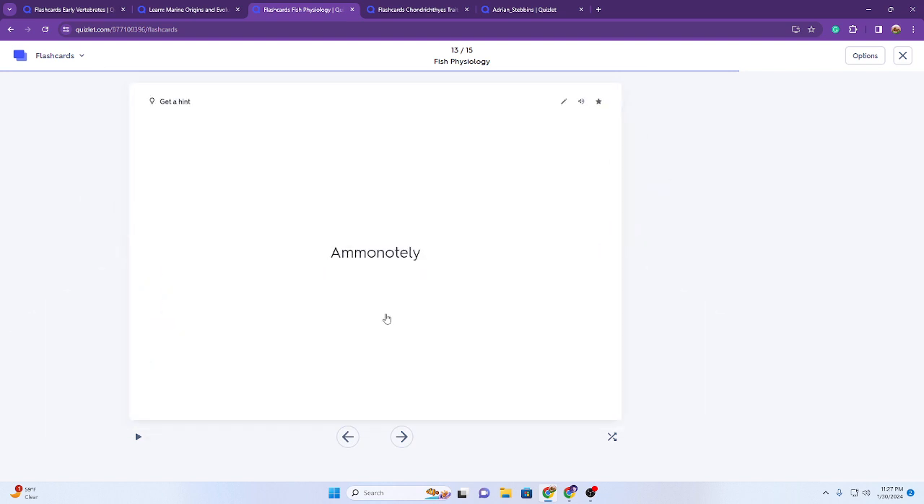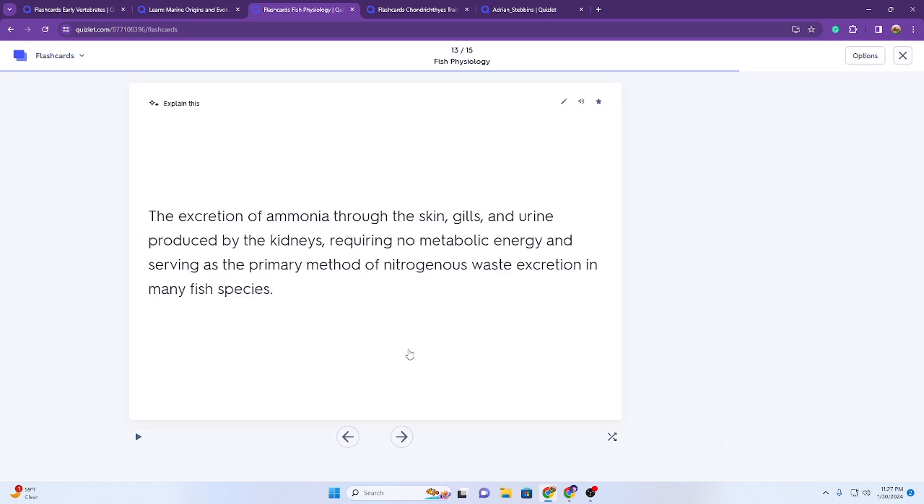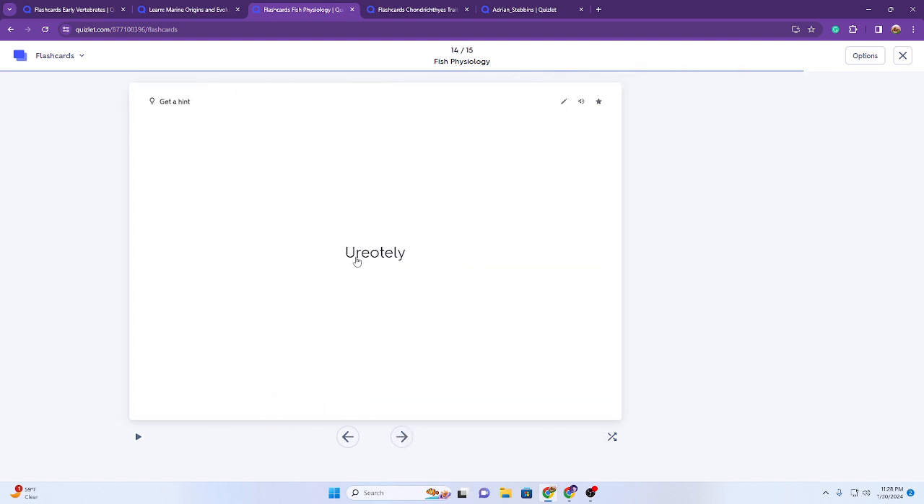So remember ammonotely. Ammonotely is the passive one that goes through the skin, gills, and urine produced by the kidneys with no metabolic energy, and serving as a primary method of nitrogenous waste for many fish.